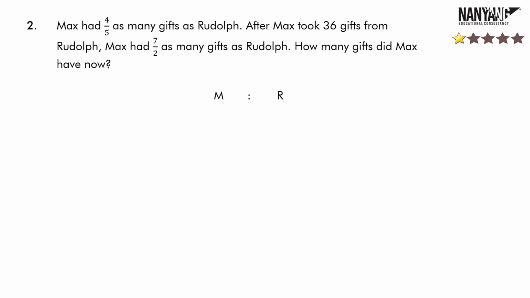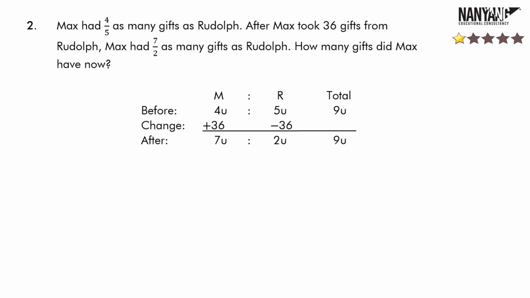Alright, so let's write down the ratio of Max and Rudolph. On the before row, we have 4 units is to 5 units. For the change, we write down Max plus 36 because he took it from Rudolph. Then Rudolph will be minus 36. After that, their ratio will be 7 units is to 2 units. Let's look at their total. How coincidental! It's 9 units for both, so we don't need to change anything. However, for more difficult questions, this will not be the case.